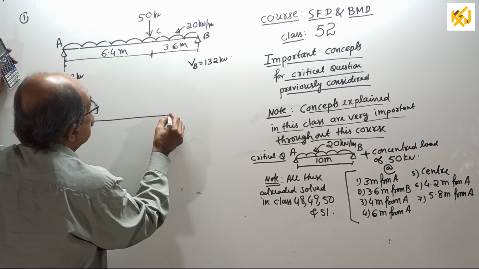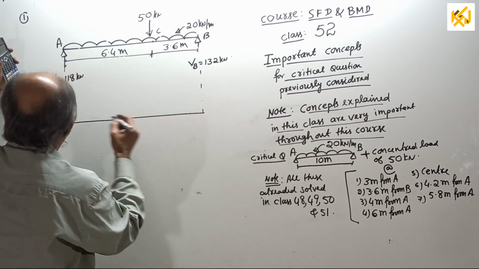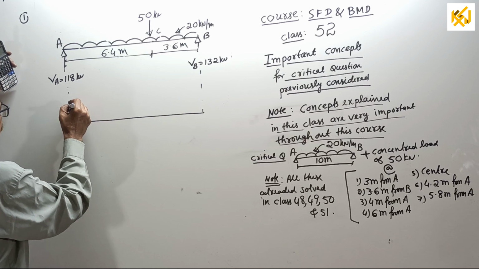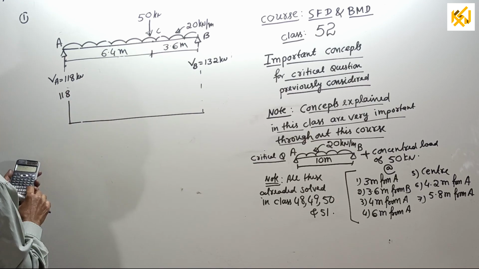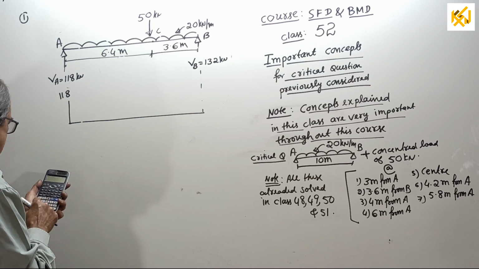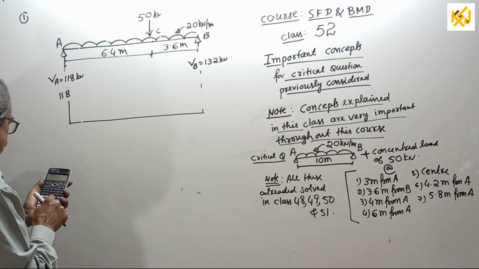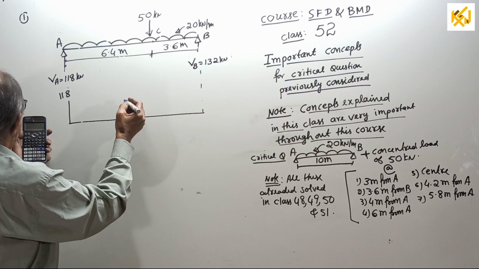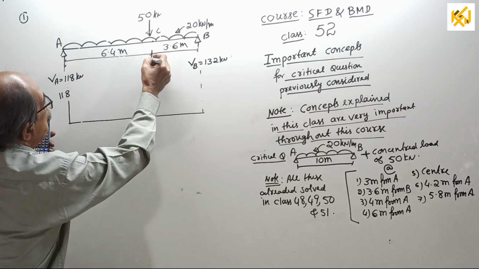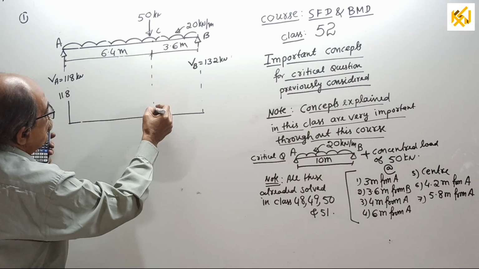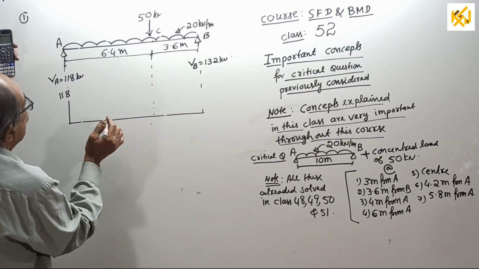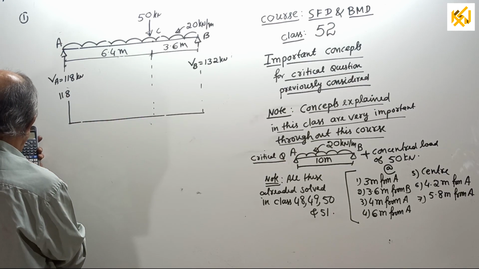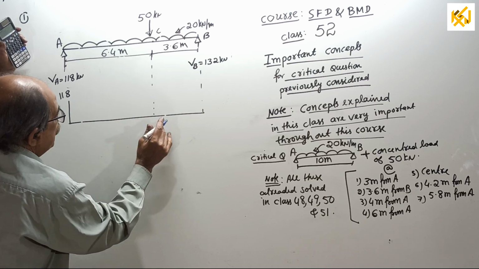Shearing force diagram. Go up by 118. Okay, this I should not explain now because these are all already over. 118 minus 20 into 6.4. When you reach here, it becomes minus 10. Correct? 20 into 6.4 is 128. Correct? Minus 10.